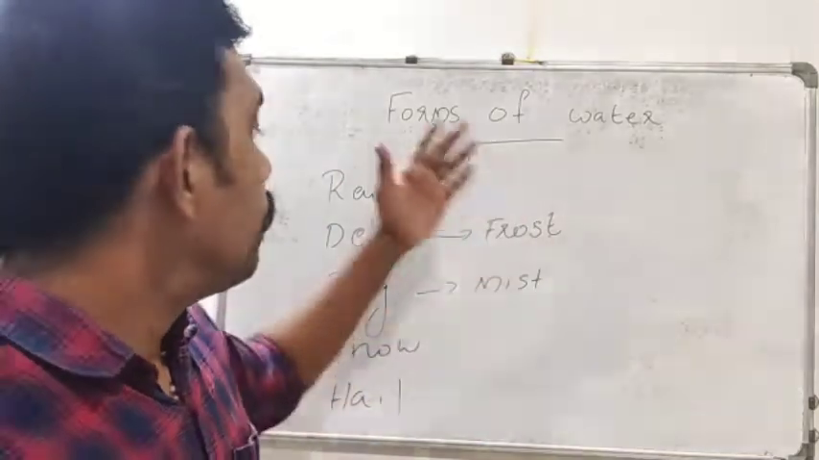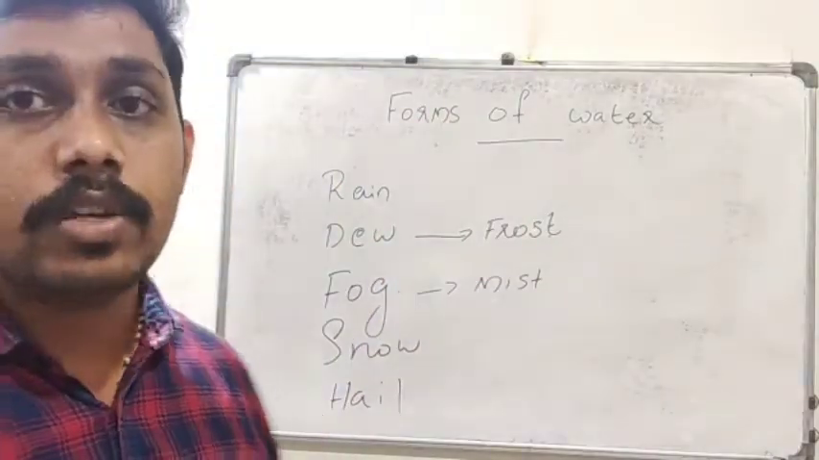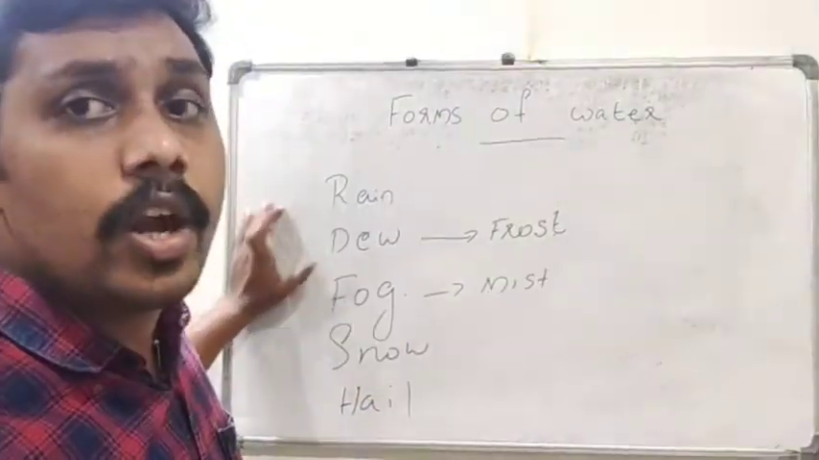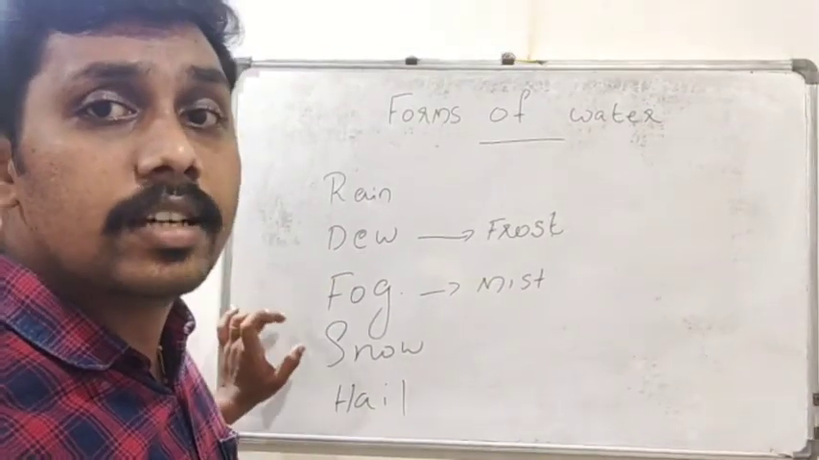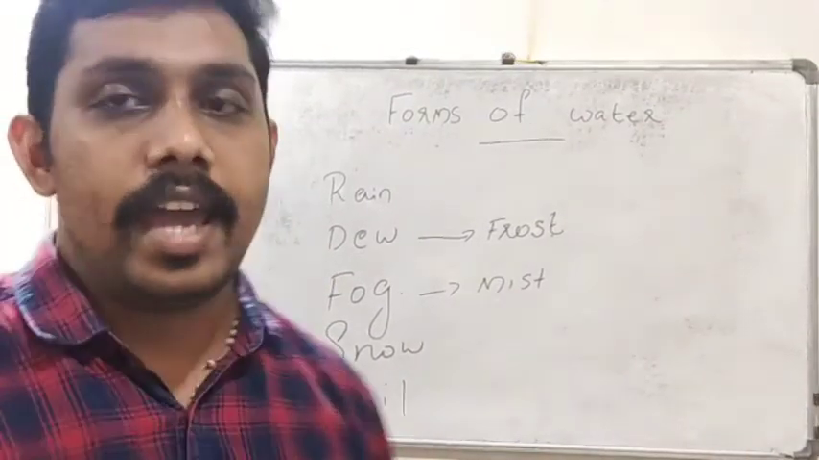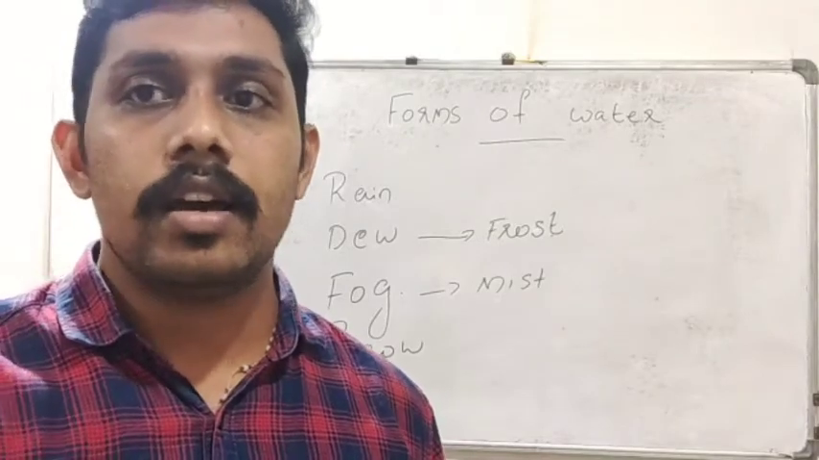So there are mainly five forms of water we need to study: rain, dew, fog, snow, and finally hail. We have to read this at least three times.